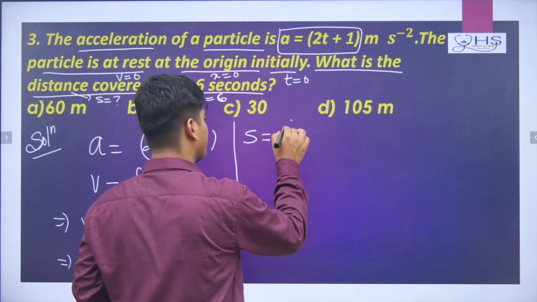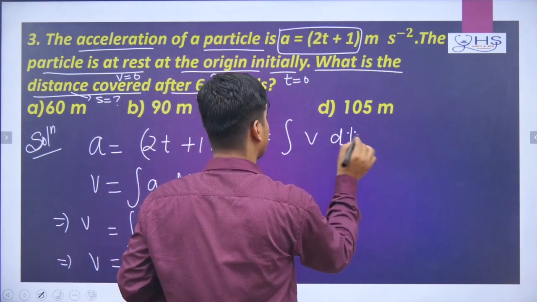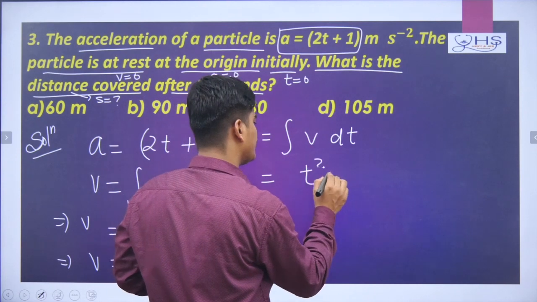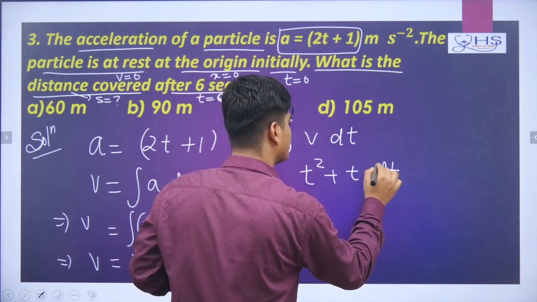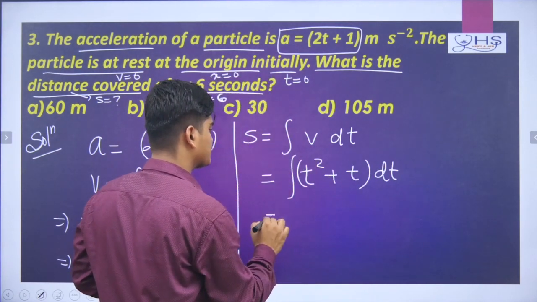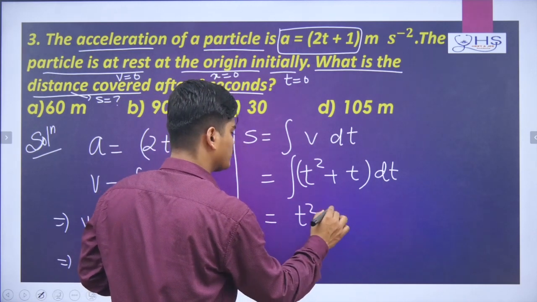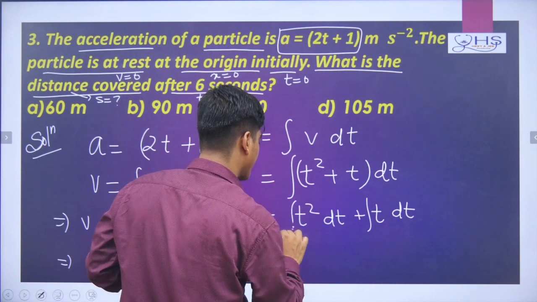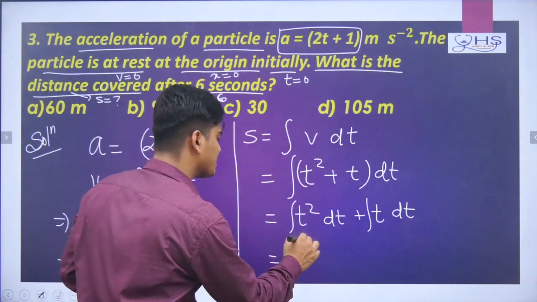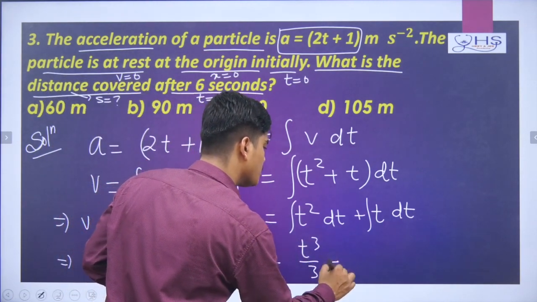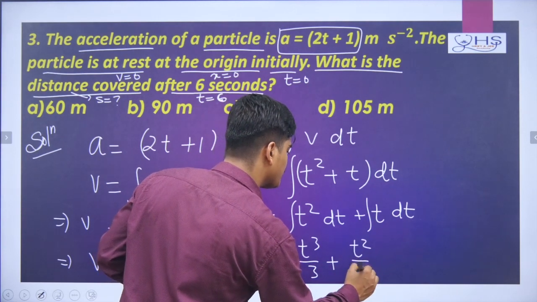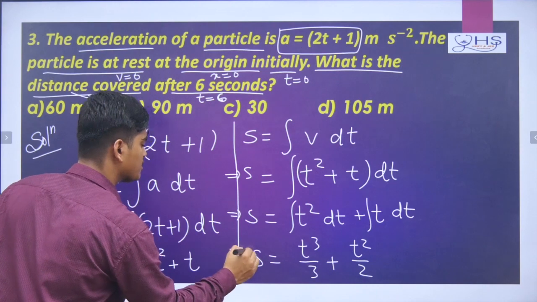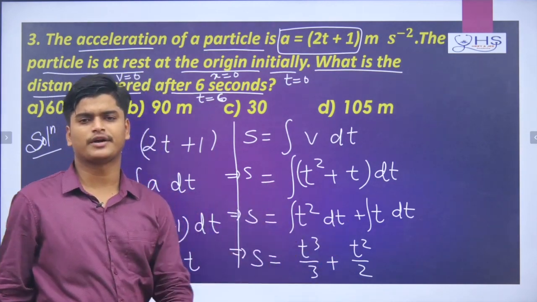Now you find distance or displacement, because they are asking for the distance covered. To find s from velocity, you have to do the integration of v dt. V is t square plus t, so the integration of t square plus t dt. You can separate it, or you can write it directly, as I already explained. The integration of t square dt is t cube by 3, plus the integration of t dt is t square by 2. Now this is your displacement: t cube by 3 plus t square by 2.